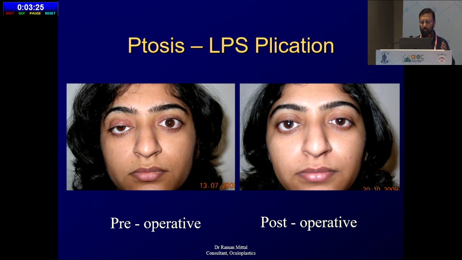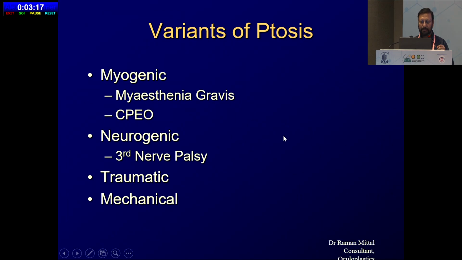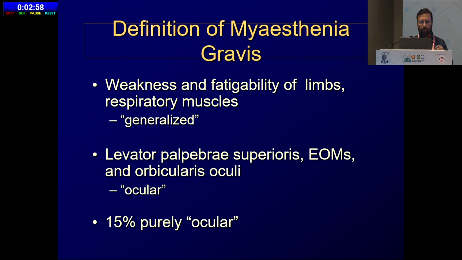Most of the time it gets corrected automatically, but in this case I had to correct the lower eyelid as well, and after the second stage surgery she was perfectly fine. We also know about the variants of ptosis in cases of myasthenia gravis and CPEO, which is chronic progressive external ophthalmoplegia. Sometimes it could be a neurogenic third nerve palsy which presents to you as ptosis, or droopy eyelid, or it could be traumatic or mechanical. I'll be discussing a few cases.